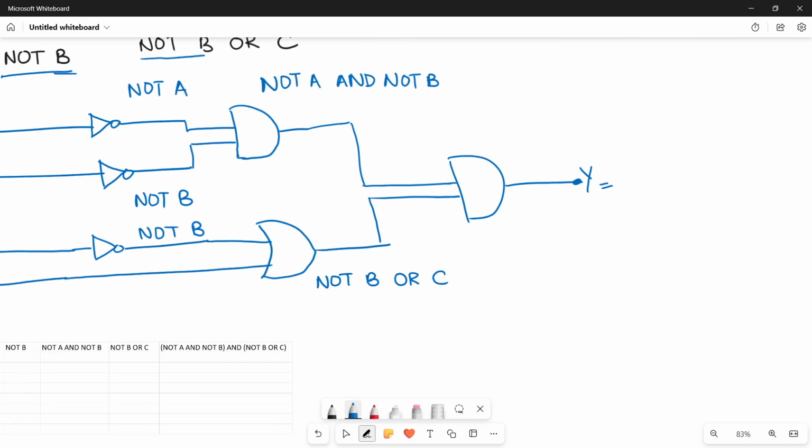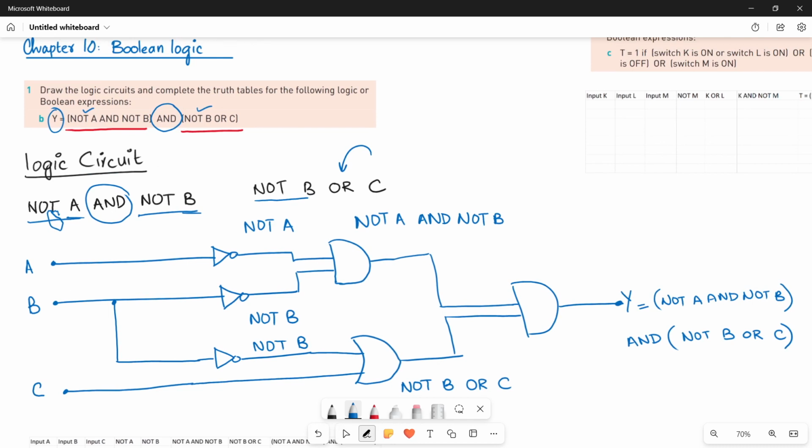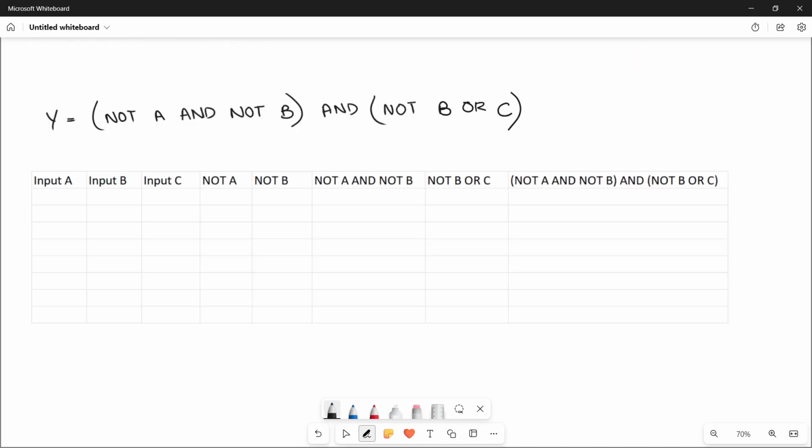So just Y equals NOT A AND NOT B, AND with the other input, NOT B OR C. So this is going to be your final result, and this is the logic circuit that you have to draw for this particular example. Now quickly moving towards the truth table. Okay, so here we go.